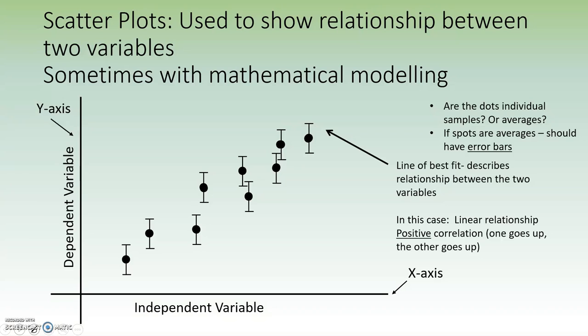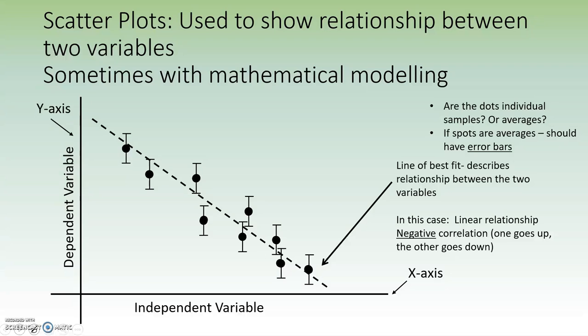Once the dots have been plotted, a line of best fit can be drawn. This is what describes the relationship between the two variables. An equation that describes the line of best fit can be generated, or you can simply describe the relationship. In this case, we would describe this as a linear relationship, since the line of best fit is a true straight line, and we would say there is a positive correlation. That is, when one variable increases, so does the other.